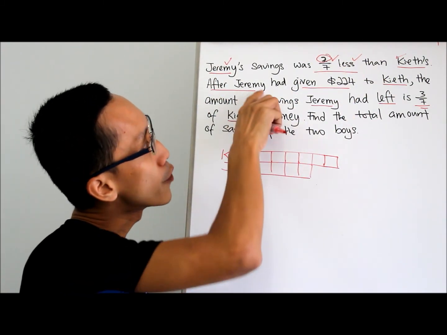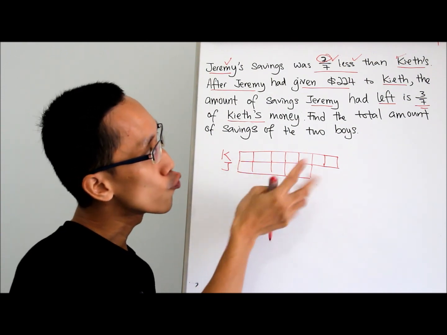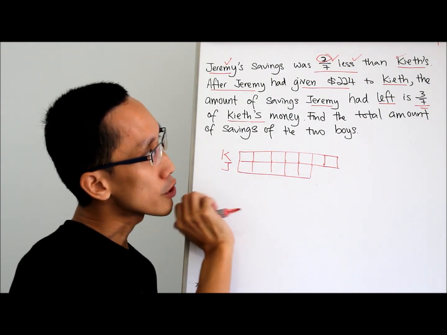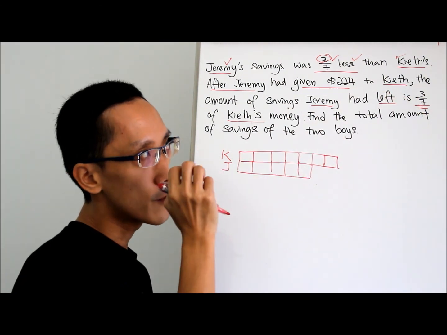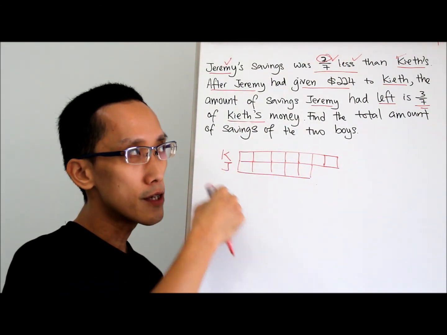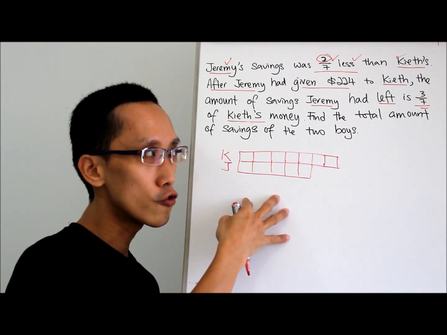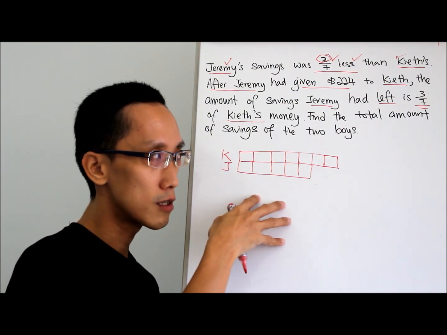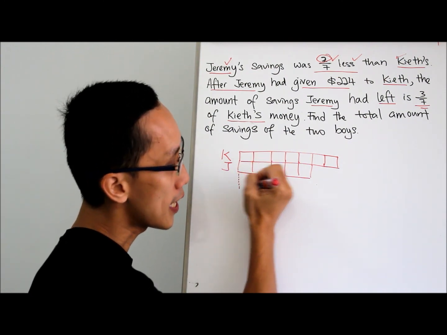So after Jeremy gave 224 to Keith, Jeremy gave 224. There's nothing much I can draw, but I can do something about here. You can do whatever you know first. It doesn't mean going from the top to the bottom. The key thing is to know which part you are able to solve first. Those you are not so sure about can be put later. So Jeremy will be less.